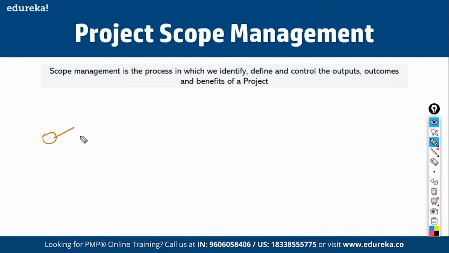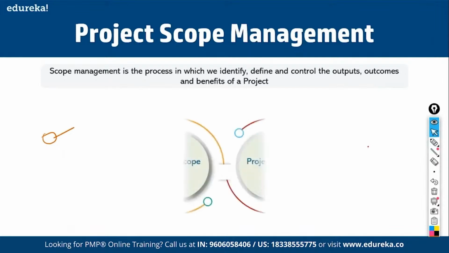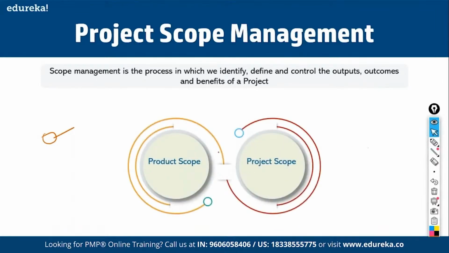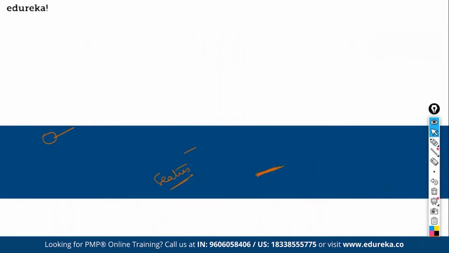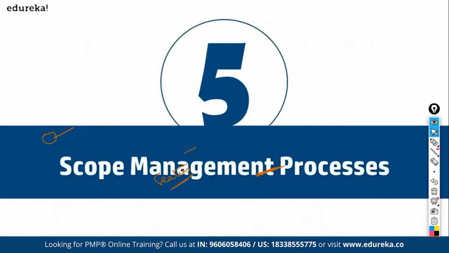So there are two aspects to scope: project scope and product scope. That is what we're going to see. Product scope refers to the features of a product, right? Project scope refers to the project management activities that you perform in order to deliver a prototype to manufacture a pen.